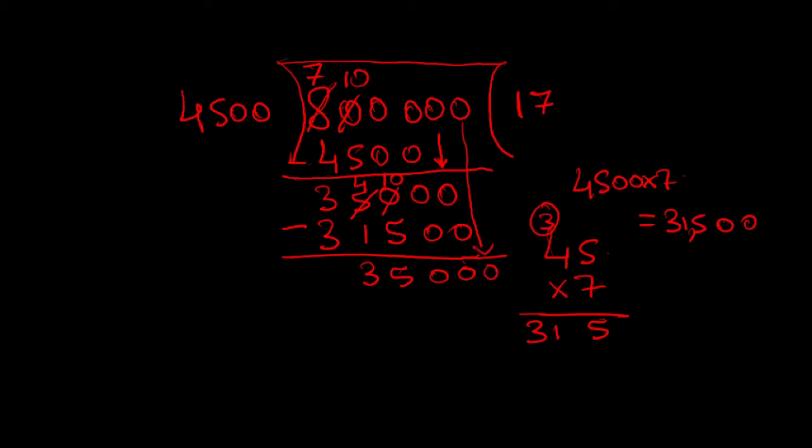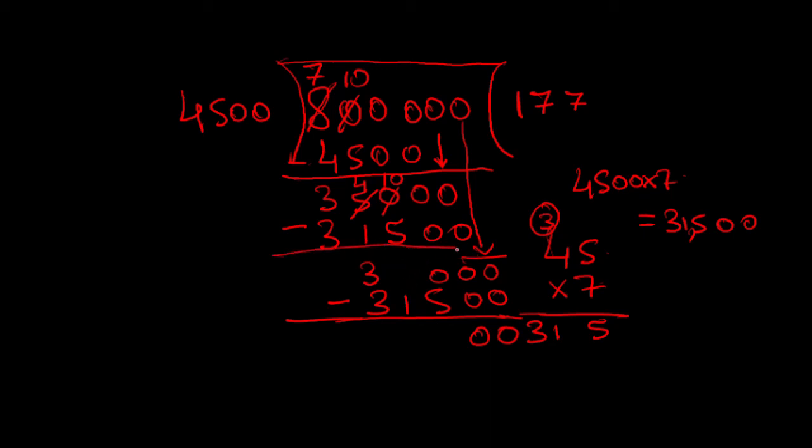So again the nearest value which we can take is 7. So 4,500 into 7 will be 31,500. Now let's subtract it. So 0 minus 0 is 0. Again 0 minus 0 is 0 only. Now 0 minus 5 is not possible. Again we will borrow. Now here 5 will become 4 and 0 will become 10. And 10 minus 5 is 5 and 4 minus 1 is 3 and 3 minus 3 is 0. So we can ignore it.